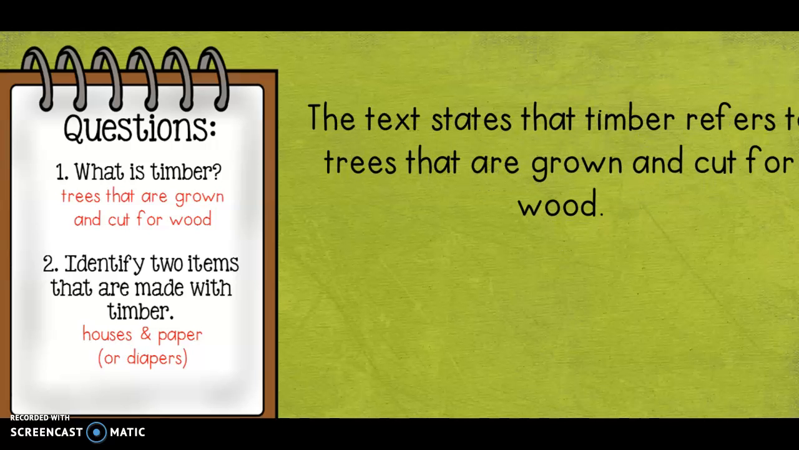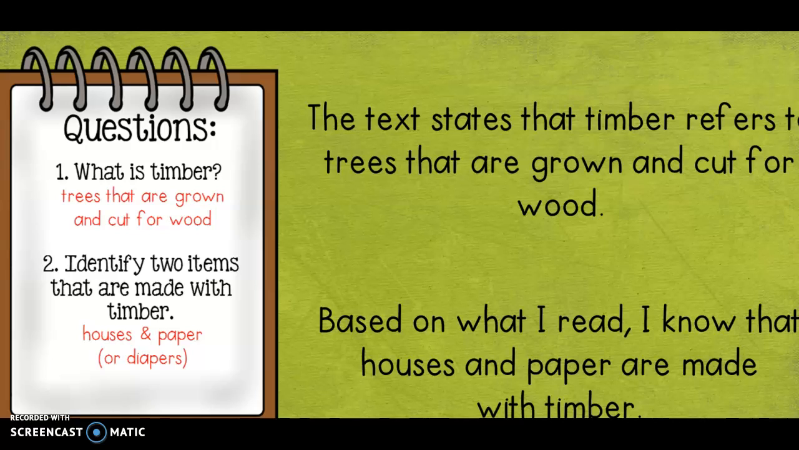In the text, it states that timber refers to trees that are grown to cut for wood. Okay, these are things that we found from our text. Identify two items that are made with timber: house and paper. Based on what I read, I know that houses and paper are made with timber. There's your sentence starter, okay? So you just want to take that sentence starter and rewrite the evidence that you found. However, if you are rewriting it word for word, you have to put quotation marks around it, and that will make sure you do not plagiarize.